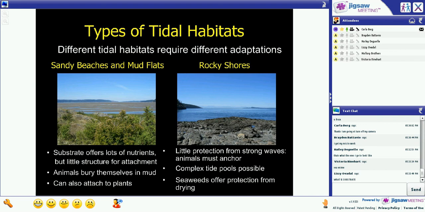Great question, Lizzie. The substrate of the sandy beach would be the sand. The substrate is what the bottom of something is made up of.